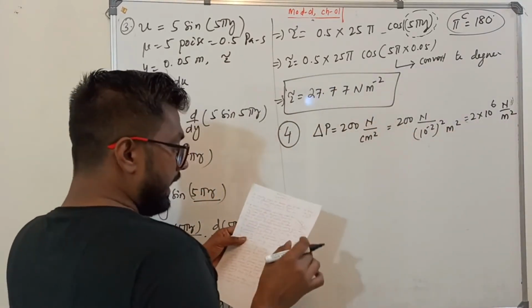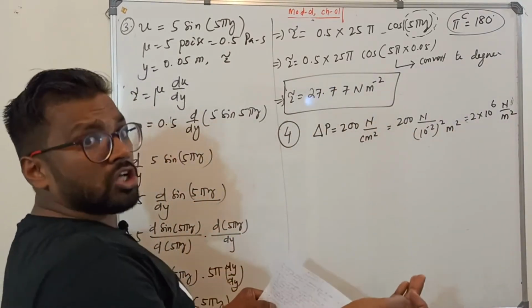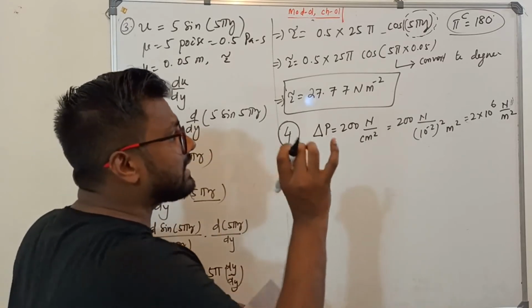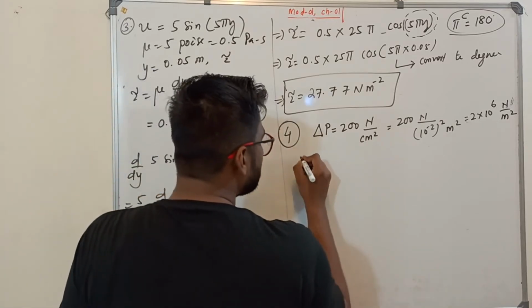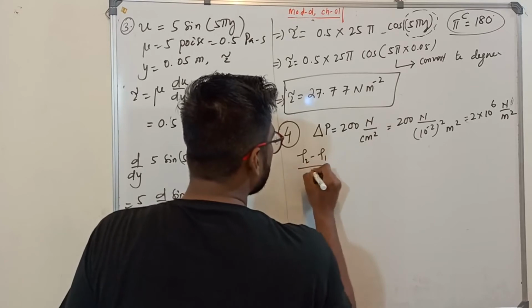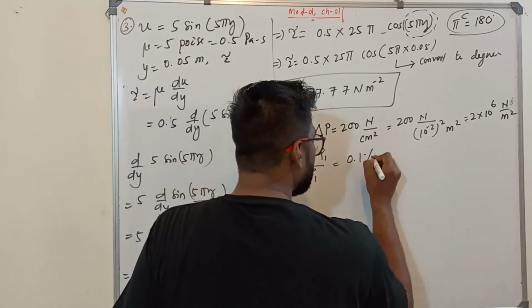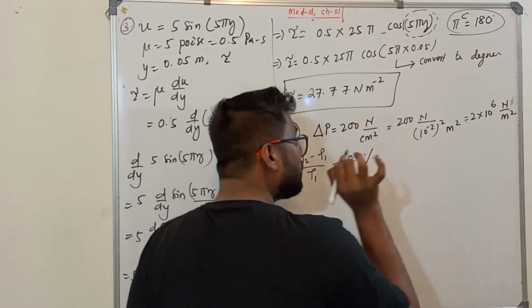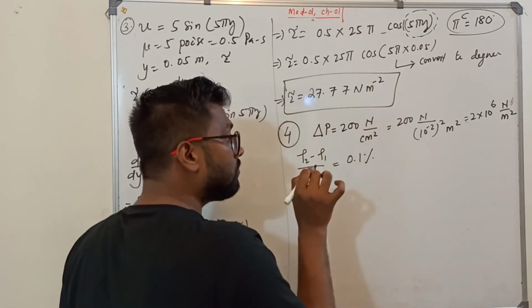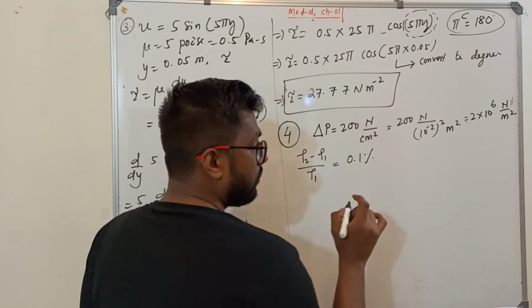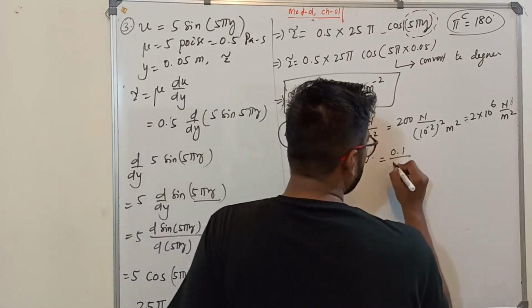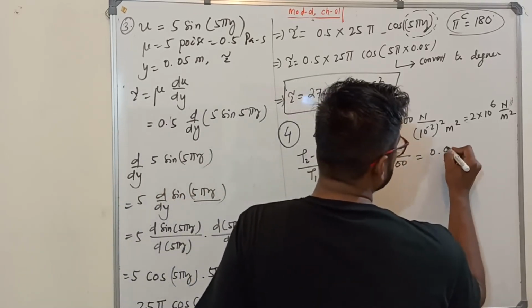Okay, increase the density of water by 0.1%. What is the trick? Here it is rho 2 minus rho 1 by rho 1. Percentage is given, 0.1%. You have to convert into a value, because in our formula we are not using percentage. So 0.1 by 100, that is 0.001.